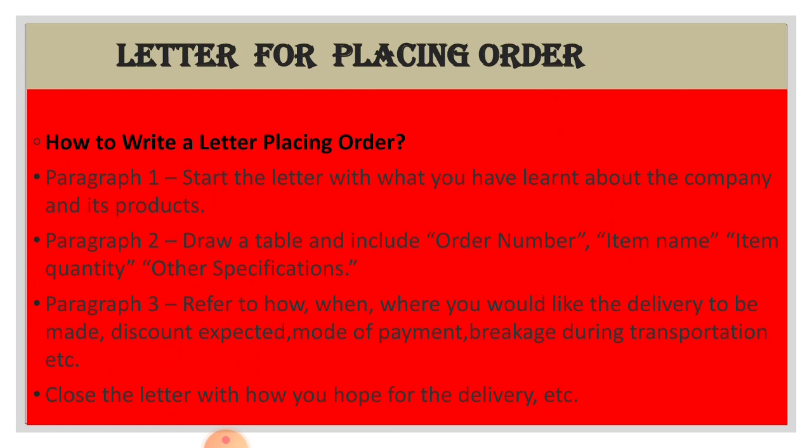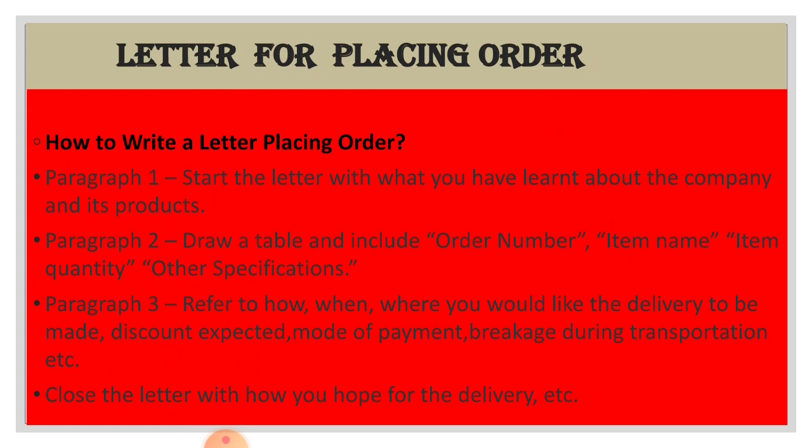Now in a tabular form, you can include all the details: the item name, item number, any other code that is required, the number of items that you are ordering, the model number, and even sometimes the cost, and other specifications. So in a tabular form, we write this paragraph 2. Then in paragraph 3, we refer to how, when, and where you would like the delivery to be made.